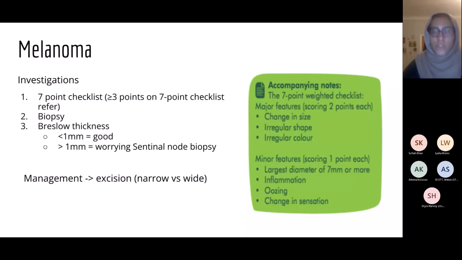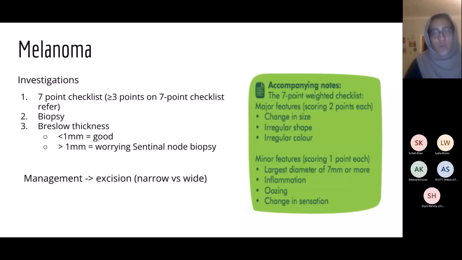So the 7-point checklist talks about these major features which score 2 points, that being change in size, irregular shape, and irregular color. And 1 point for things around the diameter, if it's inflamed, if it's oozing, or if it's changing sensation. And in a GP setting, what they would note is that if you have 3 or more points, you would want to refer for a 2-week wait under the cancer pathway to dermatology. Because things like change in size of a lesion and irregular shape, irregular colors, those are all quite indicative of malignant lesions, and you would want to refer them under a 2-week wait.